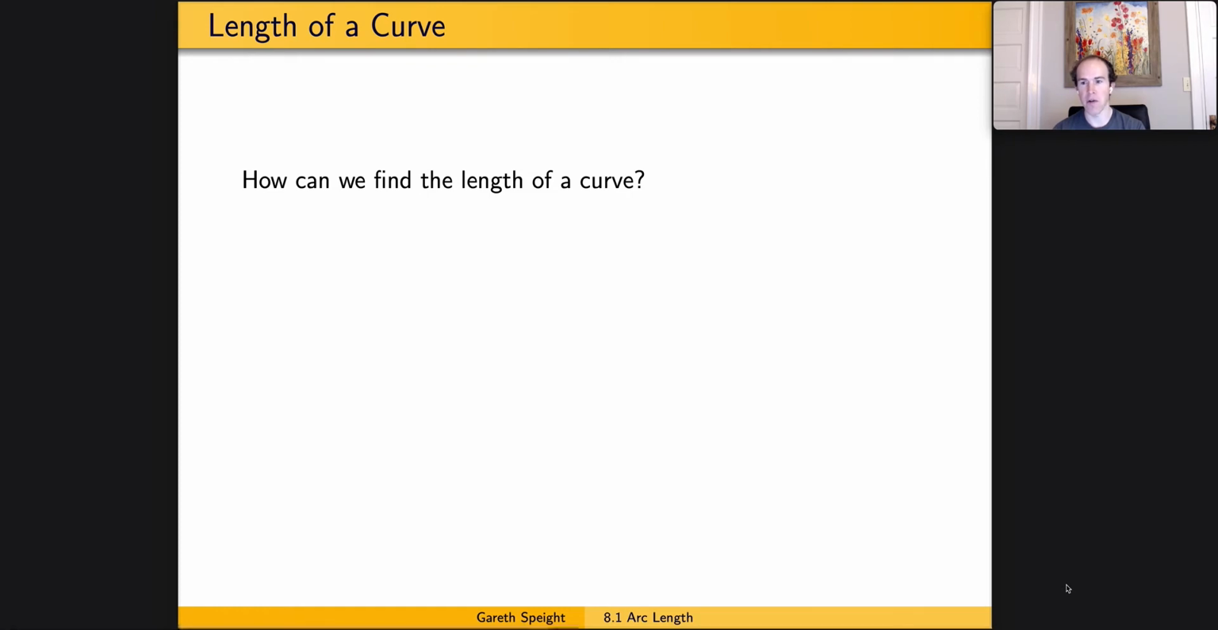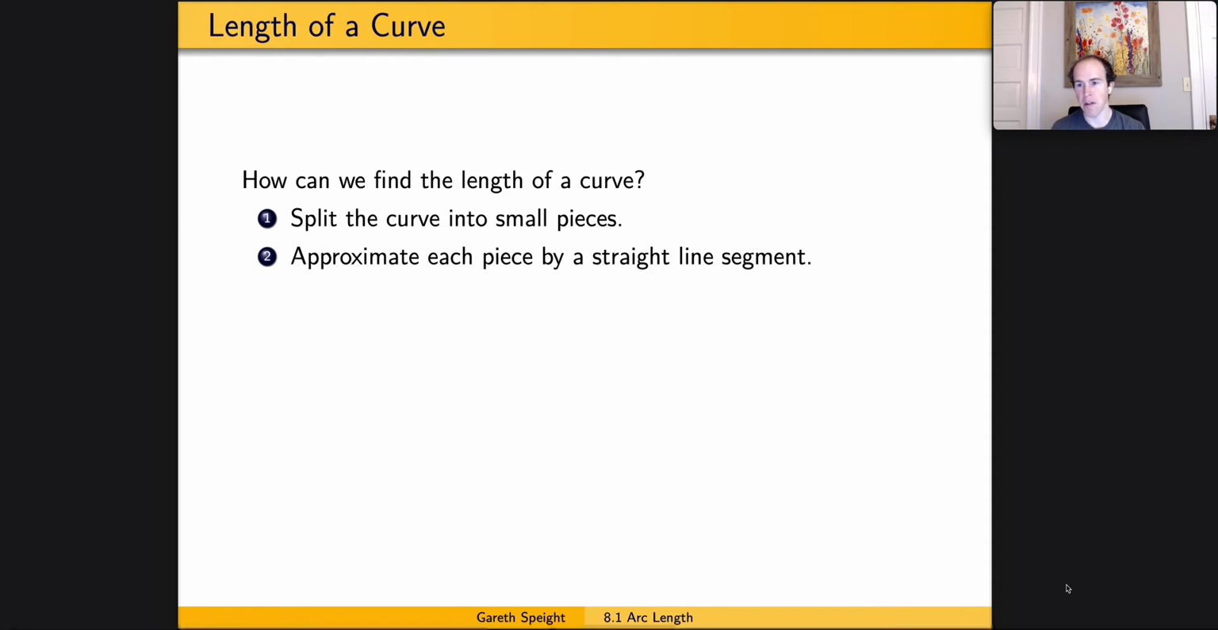So we start with a curve, we want to find its length. First, we split up the curve into lots of small pieces. So we just pick points to divide the curve up into lots of bits. And then we approximate each of these bits by a straight line. So we approximate the curve by lots and lots of little straight line segments. I'll draw the picture in class.